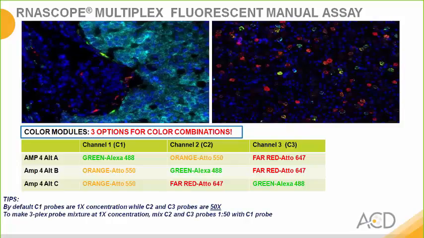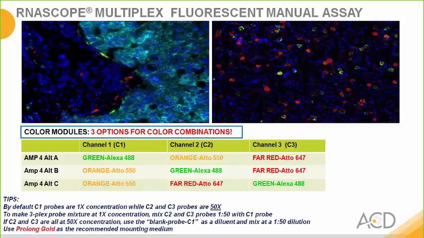And again, similar to that of the duplex, the C1 probes are 1x concentration, while the C2 and C3 probes are 50x. And so we do recommend that you mix the C2 and C3 probes with a 1 to 50 dilution with the C1 probe or with the blank probe. We highly recommend the use of ProLong Gold as a recommended mounting medium to help preserve the fluorescent signal.